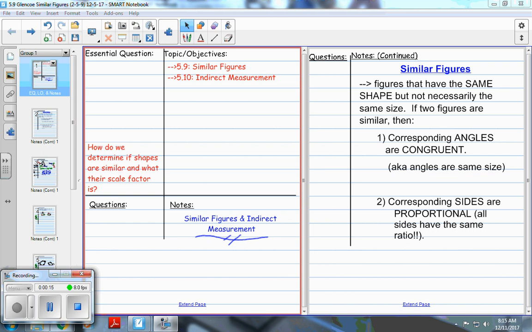We're going over lessons 5.9 and 5.10 in our textbook, and we're learning about similar figures and indirect measurement. So we're going to learn how to recycle this skill of cross products on ratios or proportions to solve problems, and it can be used on shapes as well. So I'm going to pause here and let you copy down what you see first.